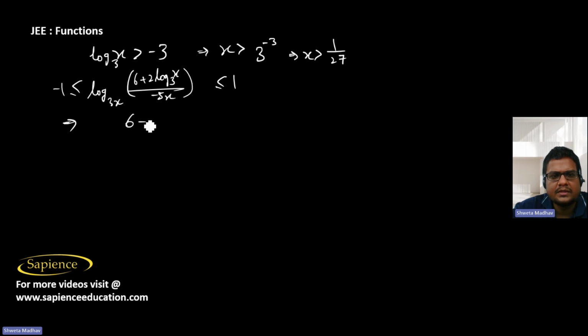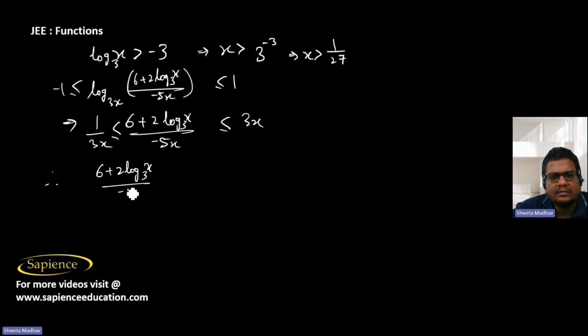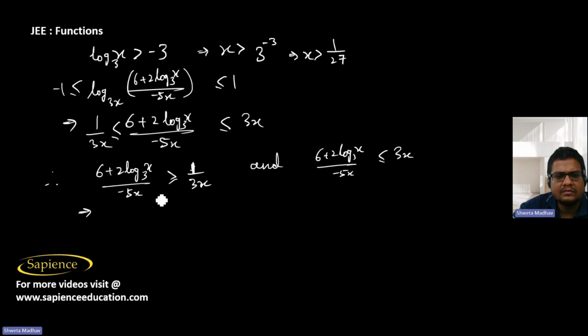So now this means we can say (6 plus log x base 3) by minus 5x will be going from 3x power minus 1, which means 1 by 3x, to 3x power 1, that is 3x. So I can say 6 plus 2 log x base 3 divided by minus 5x should be greater than or equal to 1 by 3x, and also 6 plus 2 log x base 3 divided by minus 5x is less than or equal to 3x.